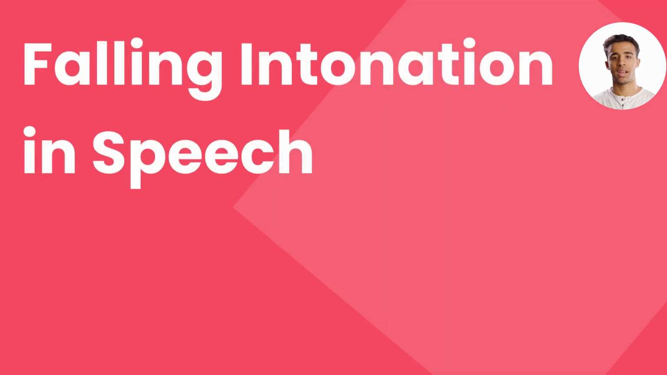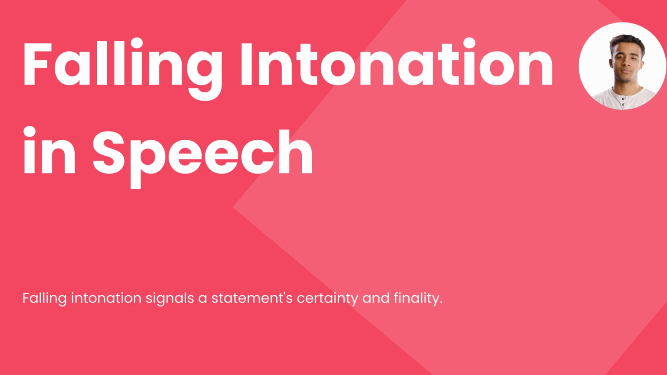Falling intonation at the end of a sentence indicates a statement or conclusion. Consider the sentence, "The experiment was successful." The falling tone conveys certainty and finality. This is helpful when delivering key points or summarizing information. Using falling intonation effectively can reinforce important concepts. It aids in clear and confident communication.